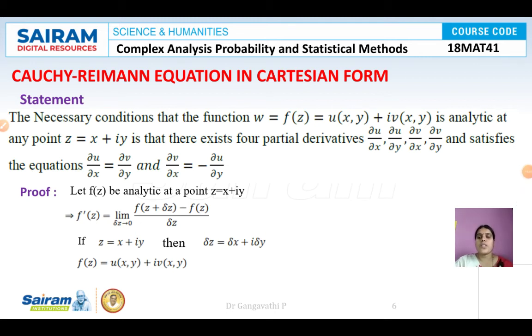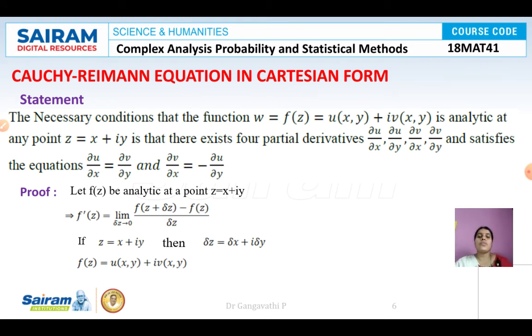What is the statement of the Cauchy-Riemann equations? The necessary condition is that if w is equal to f of z is equal to u plus iv is analytic at z, there exist 4 partial derivatives: the partial derivatives of u with respect to x, u with respect to y, v with respect to x, and v with respect to y. That is, dou u by dou x, dou u by dou y, dou v by dou x, and dou v by dou y. They satisfy the equations dou u by dou x is equal to dou v by dou y, and dou v by dou x is equal to minus dou u by dou y. If these 4 derivatives satisfy these equations, then such equations are called the Cauchy-Riemann equations.